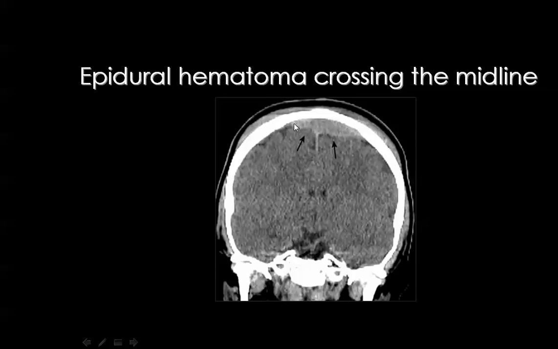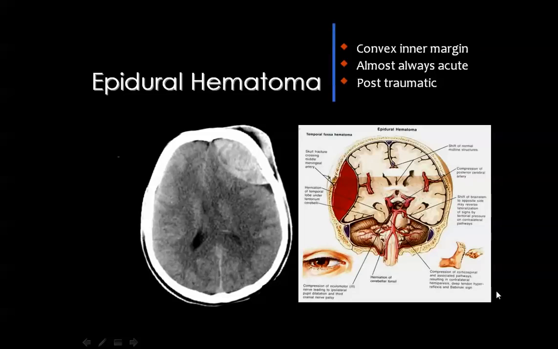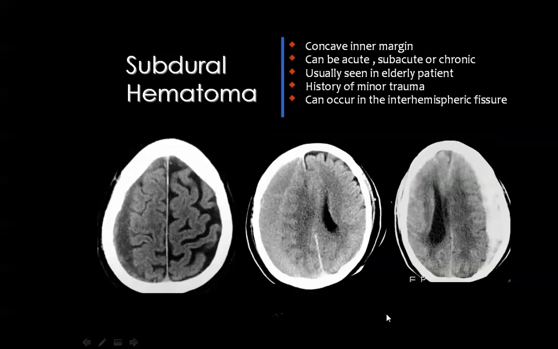The hematoma is adherent to, or intimately related to, the calvarial bones, and the inner border of the hematoma is convex, diagnostic of an epidural blood. Then the epidural hematoma should have a convex inner margin, is almost always acute, and has a good relationship to the traumatic insult.